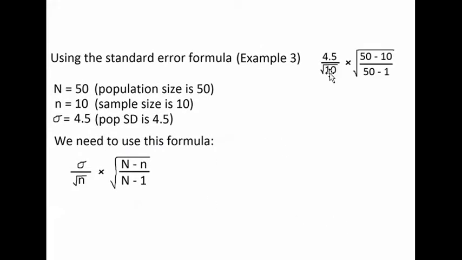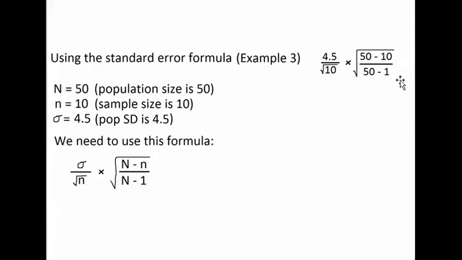So the population standard deviation, which is 4.5, goes right here. The sample size, which is the little n, goes right here. The population size, which is the big N, goes right here. And then the sample size goes right here. And then the population size goes right here. And the -1 is just a part of the formula that's always there. So let's go through all of the steps and get our answer.